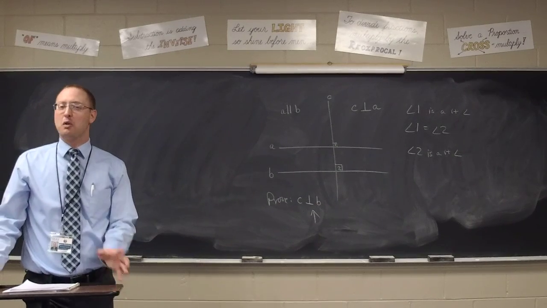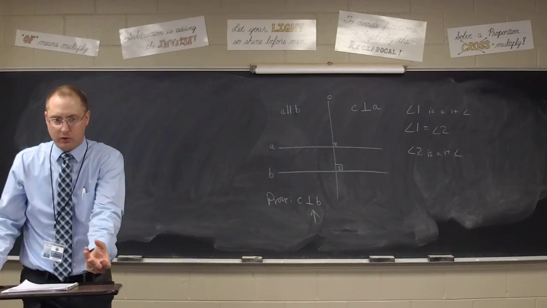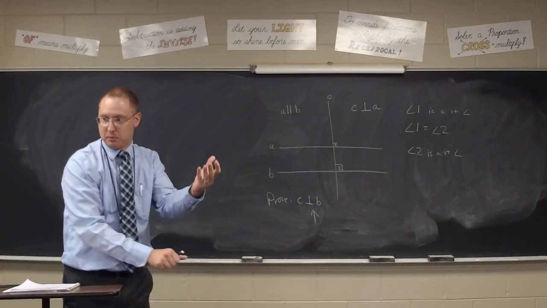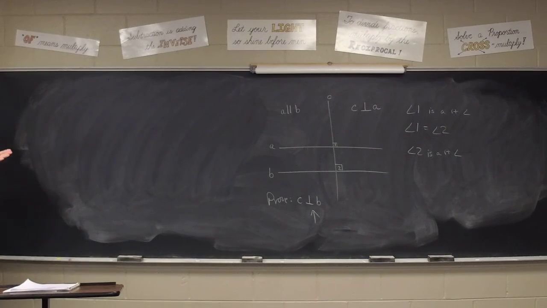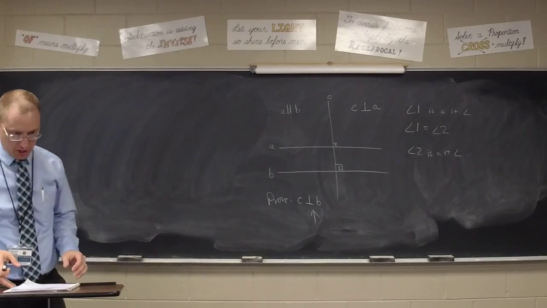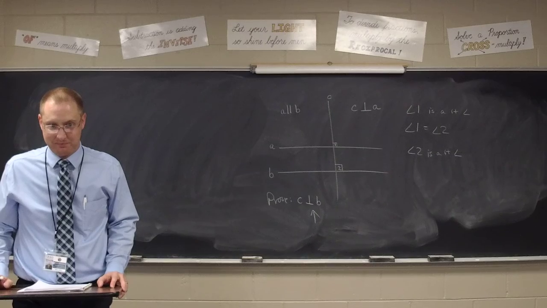A lot of little facts, right? Once you get those alternate interior angles equal, oh, then this must be true. Once you get the lines parallel, okay, then if this is true, then this must be true. So a lot of stuff, a lot of corollaries to those theorems. Questions on perpendicular lines and such?